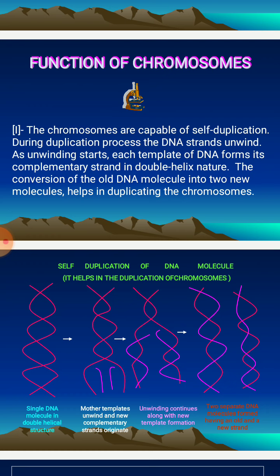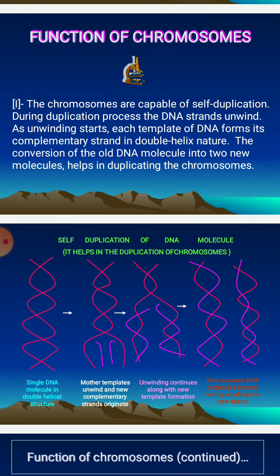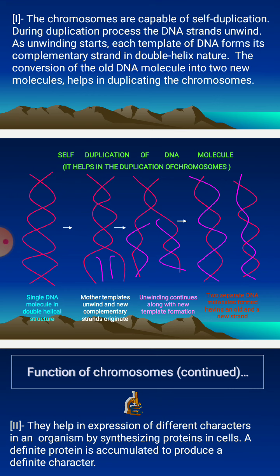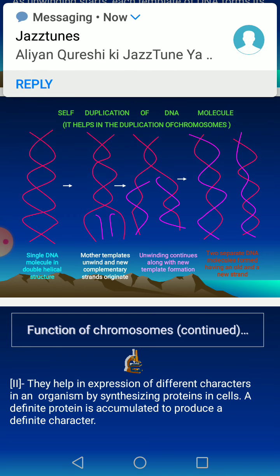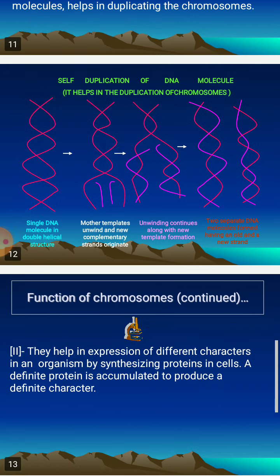Function of chromosome: the chromosomes are capable of self-duplication. During the duplication process, the DNA strands unwind. As unwinding starts, each template of DNA forms its complementary strand in double helix nature. The conversion of the old DNA molecule into two new molecules helps in duplicating the chromosome. Self-duplication of the DNA molecule is depicted in this diagram, in which a single DNA molecule in double helical structure, the mother template, unwinds and new complementary strands originate. Unwinding continues along with the new template formation. Two separate DNA molecules are formed, each having an old and a new strand. Clear?